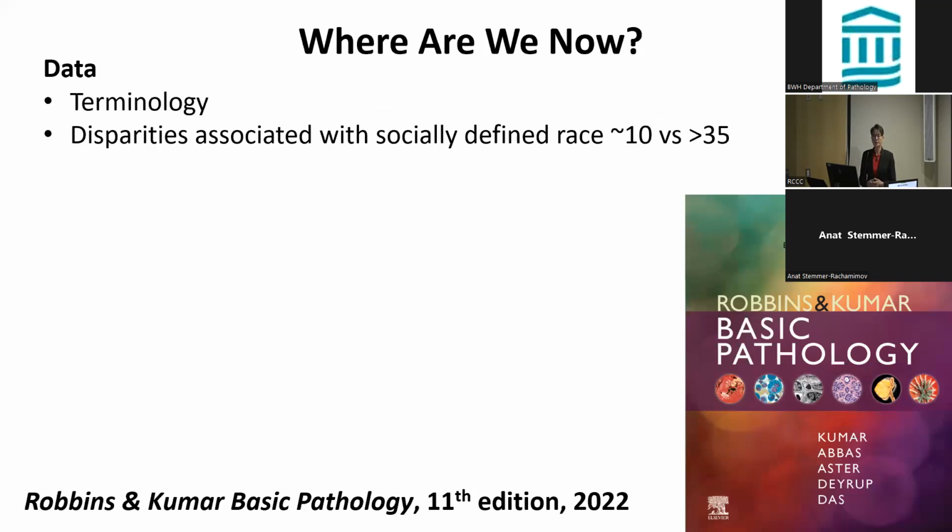So how are we doing on our disparities associated with socially defined race? Well, we've gone from more than 35 to about 10. And those of you who know me know that I'm not entirely satisfied with that. There are 2 problems with this. So there has been some congratulation. Well, it's better than it was. But there are two flaws with that.